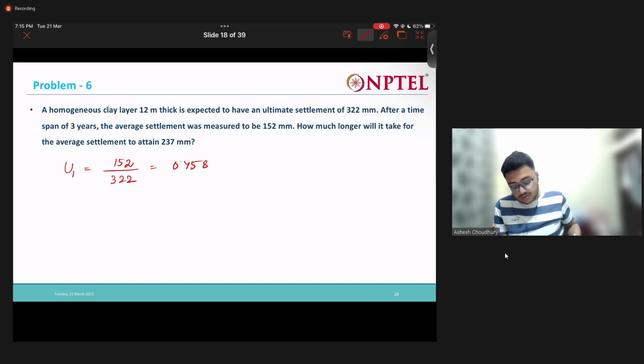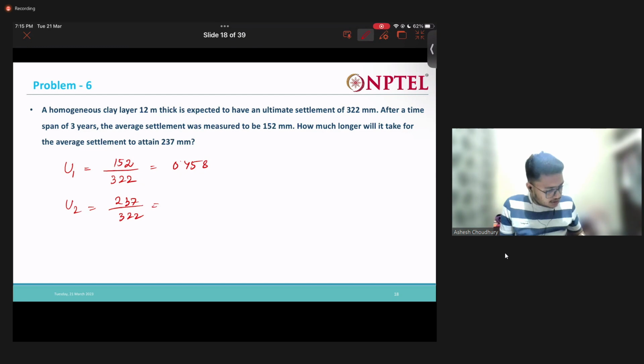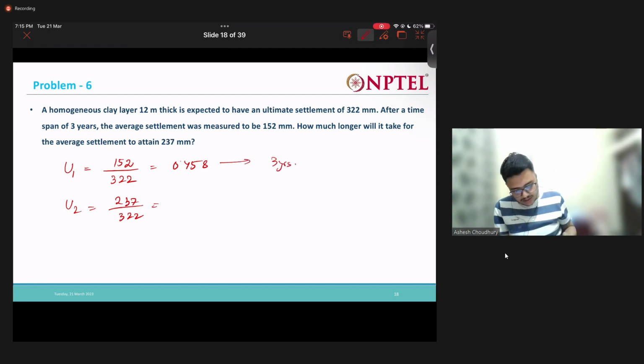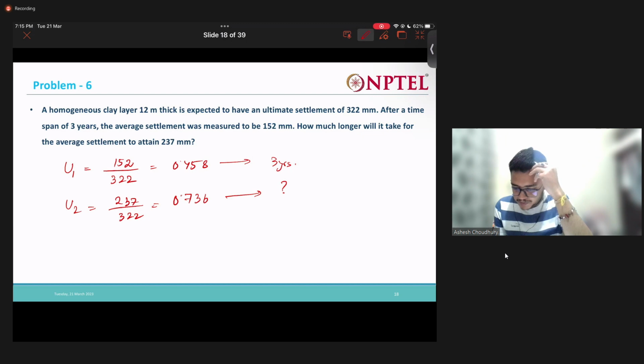Now we need to find out the time t at which my degree of consolidation is this much. What much? 237 by 322. For this much, 3 years is required, right? For 237 divided by 322, that is 0.736, almost 74% settlement, we need to find out the time. Okay, so this is my question.